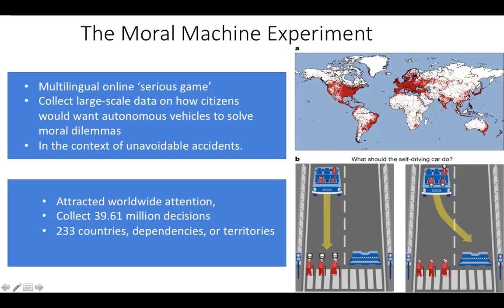And the situations that they were presented with are like suggested in this picture. So suppose an autonomous vehicle is on a lane, and there are some people crossing. At this time there is some sort of a brake failure. The vehicle is out of control. So what does the vehicle do? There are two options.